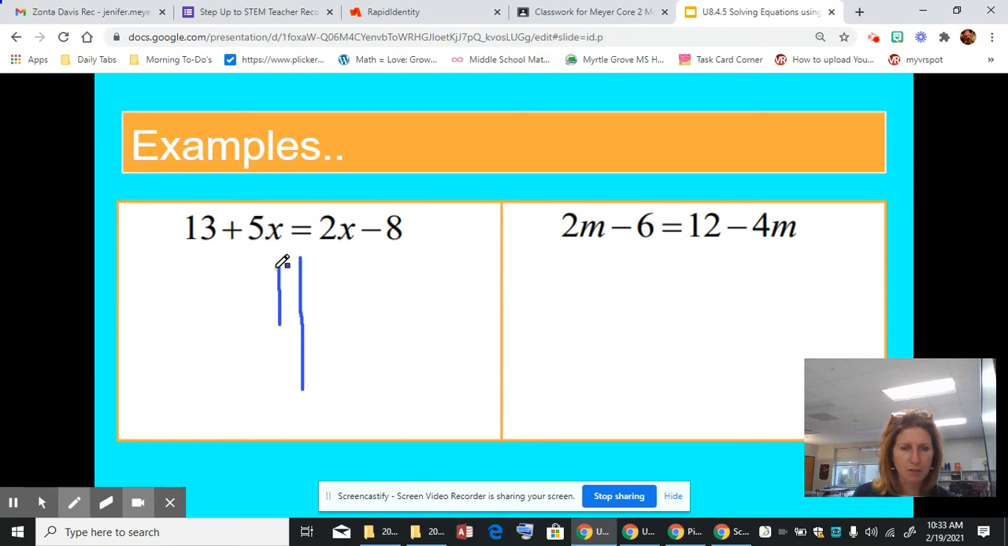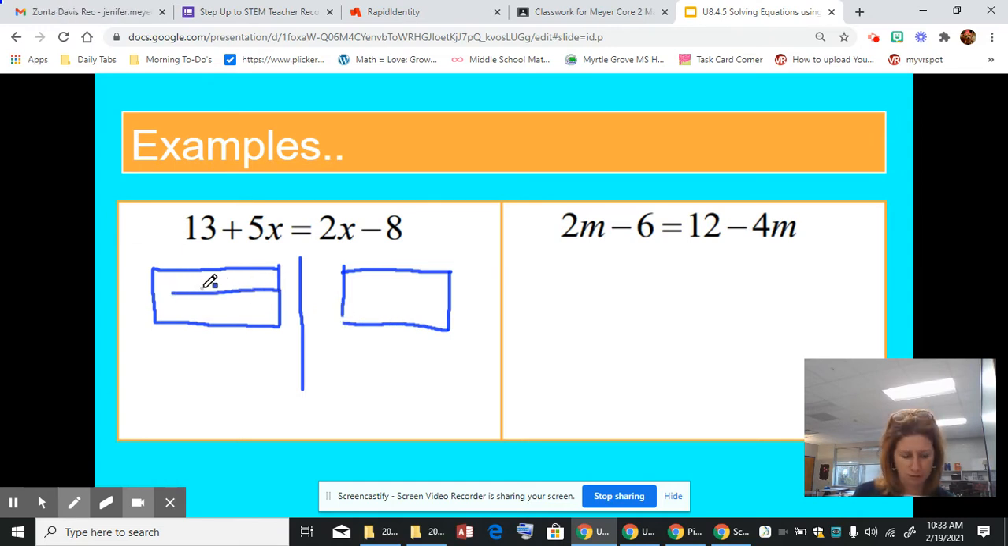On the left, I'm going to draw a nice big box, and on the right, I'm going to draw a box. Essentially, we're still keeping that theory of the balance, and whatever we do to one side, we do to the other. It's just that now, instead of having lots of steps on our paper, we're going to regroup things. So we're going to go from left to right. All of our variables are going to move to our left, and all the numbers are going to be on the right.